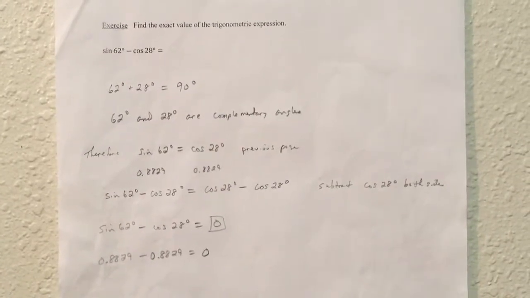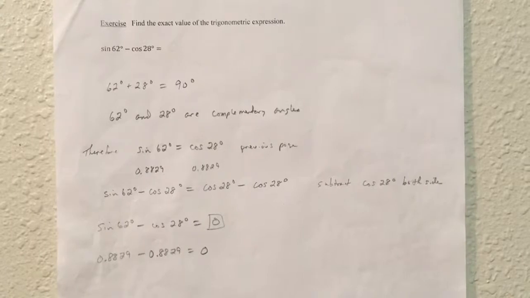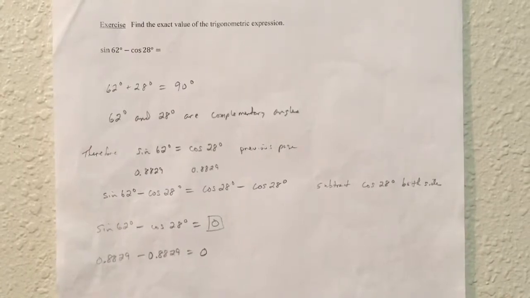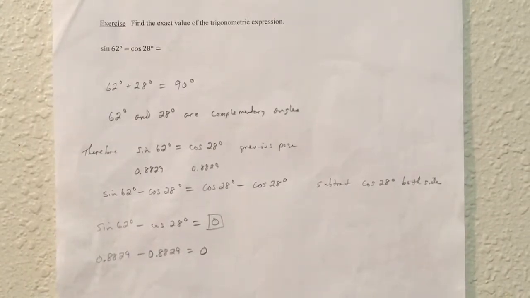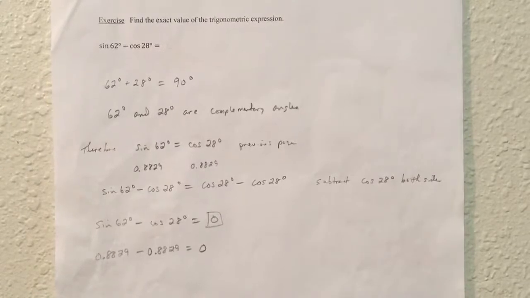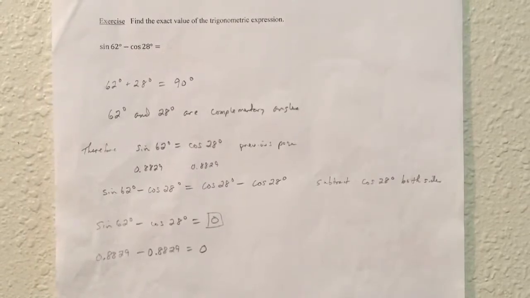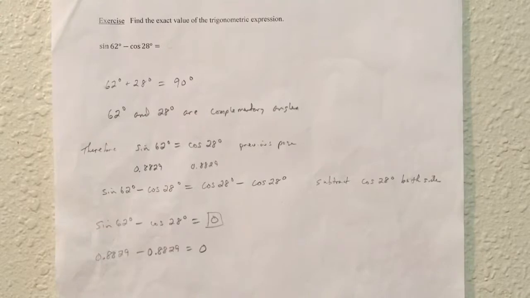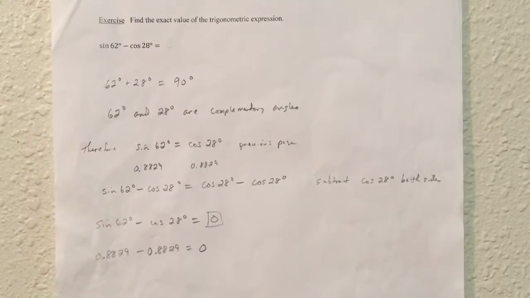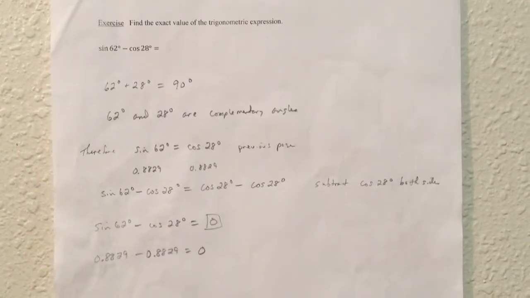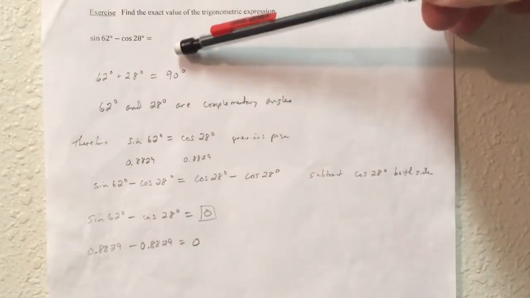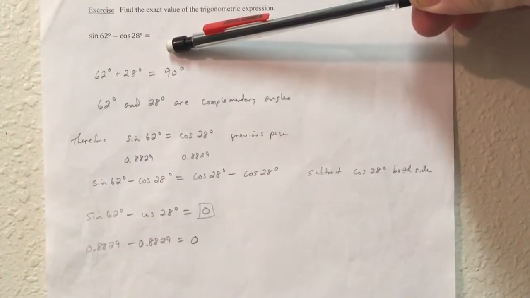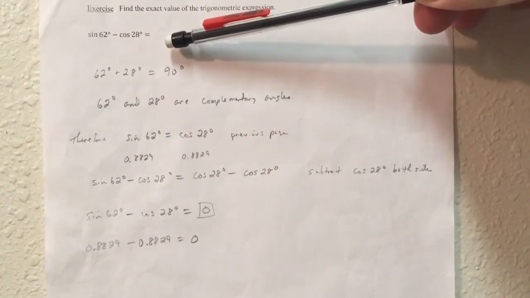Okay, class, this is page 4 of your section 4.1 part 1 lecture handout. In this example, we do an application of the complementary angle theorem that we talked about on the previous page. And you're asked to find the exact value of sine 62 degrees minus cosine 28 degrees.